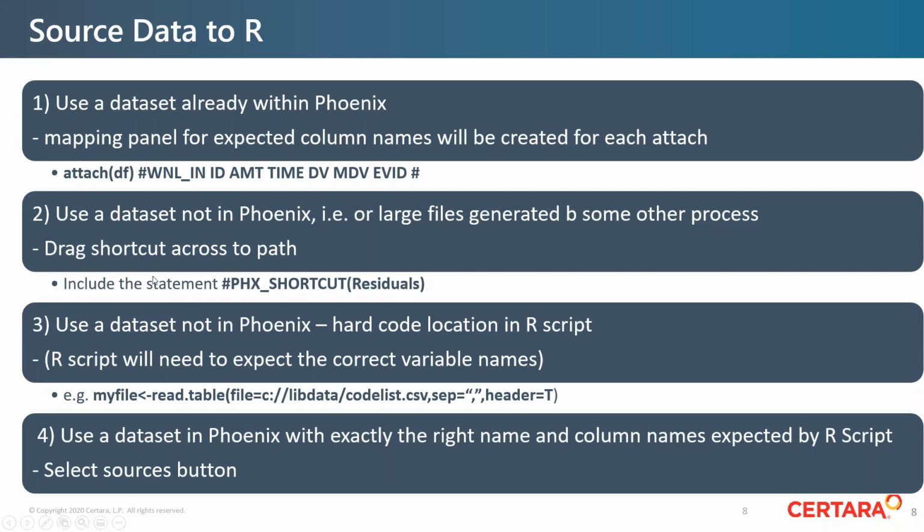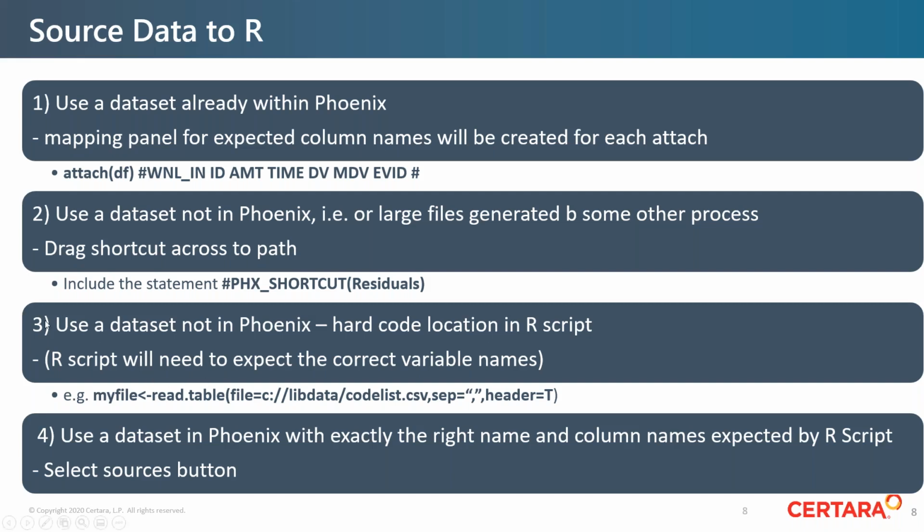And what that means is at the beginning of your R script, you would tell it that there's a Phoenix shortcut, and then it would look for that file called residuals in this example. So those are two ways that R scripts are different when you're using them with Phoenix, just with these short header lines that we add.